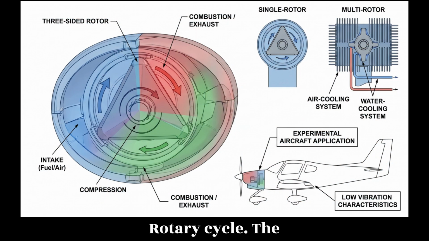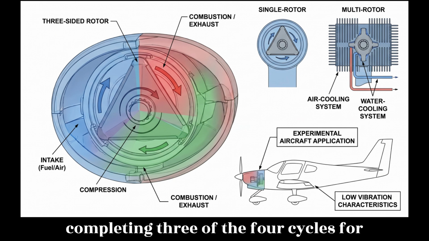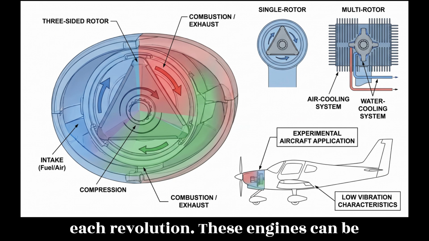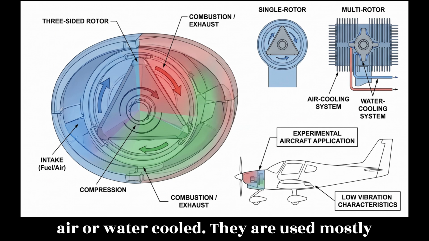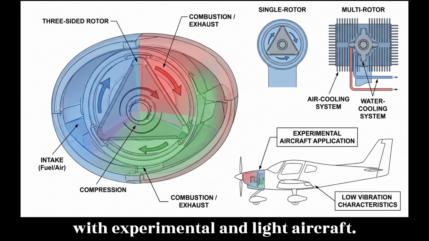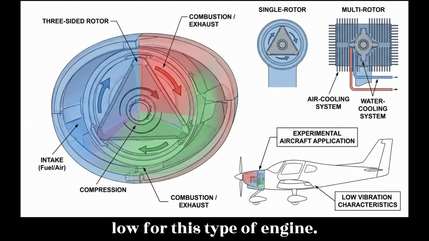Rotary cycle. The rotary cycle has a three-sided rotor that turns inside an elliptical housing, completing 3 of the 4 cycles for each revolution. These engines can be single-rotor or multi-rotor and can be air or water-cooled. They are used mostly with experimental and light aircraft. Vibration characteristics are also very low for this type of engine.